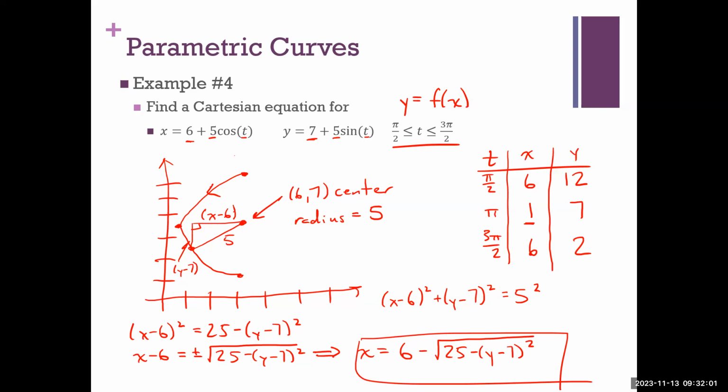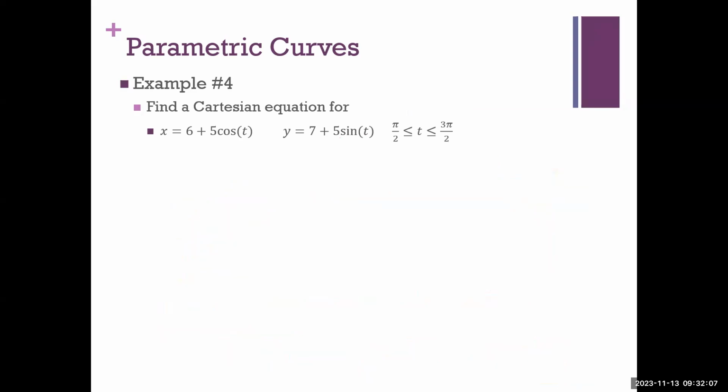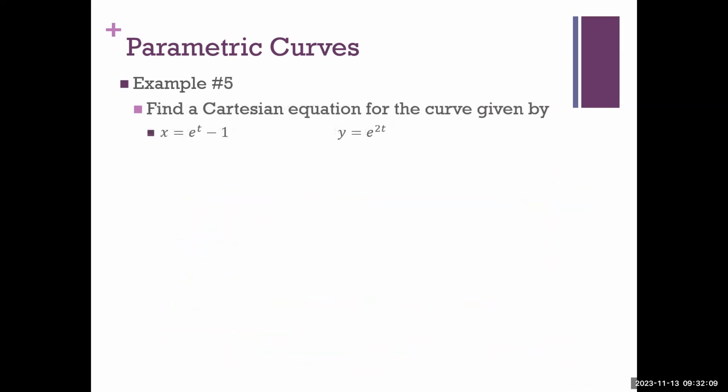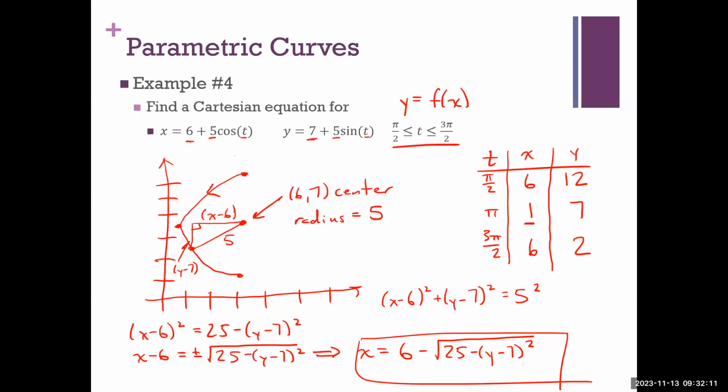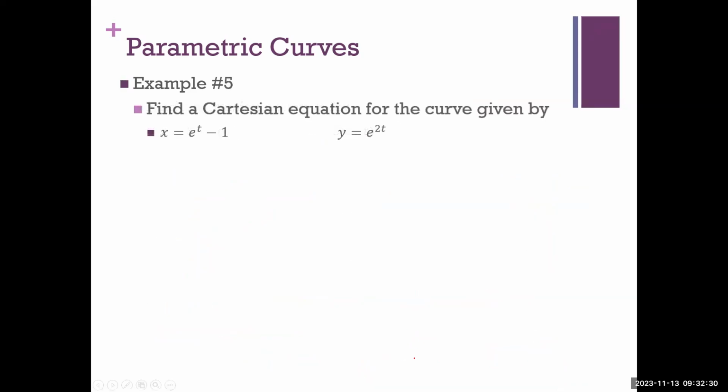How are we doing? Questions? Okay. So this kind of exercise right here is called eliminating the parameter. We started with two equations that were joined by some parameter t, and we basically, in a roundabout way, eliminated that t and just joined x and y. So there are other ways to do that.